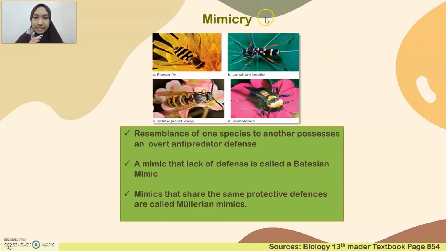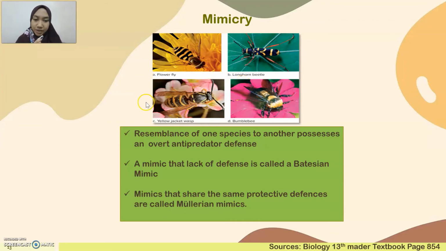Okay, next is mimicry. Mimicry is the resemblance of one species to another, which poses an overt anti-predator defense. First, a mimic that lacks a defense is called a Batesian mimic. An example of a Batesian mimic is the flowerfly and the longhorn beetle. Both of these insects resemble yellow jacket wasps, but they lack the wasp's ability to sting.